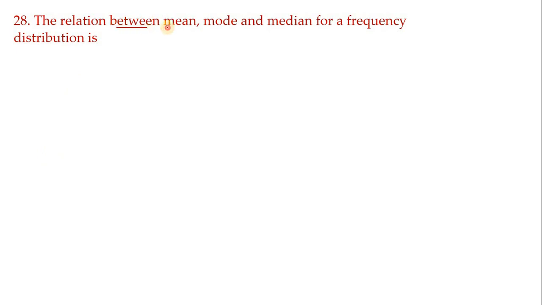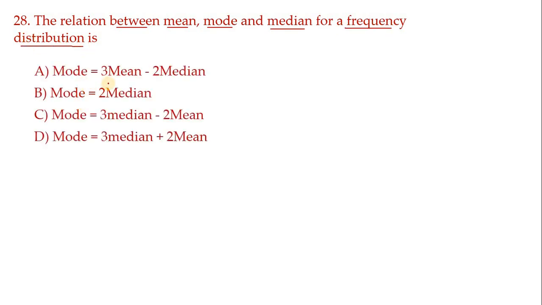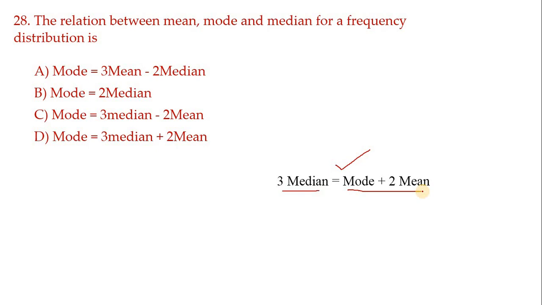The relation between mean, mode and median for a frequency distribution is: mode equals 3 mean minus 2 median, mode equals 2 median, mode equals 3 median minus 2 mean, mode equals 3 median plus 2 mean. So to get the correct answer, we have to remember the empirical finding formula. So this is the empirical finding formula, children. 3 median is equal to mode plus 2 mean. But the given options are not in this form.